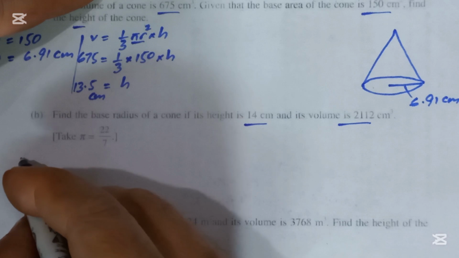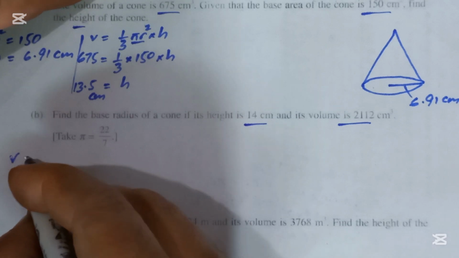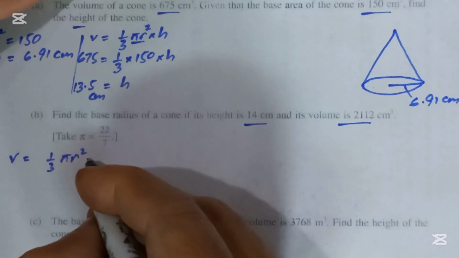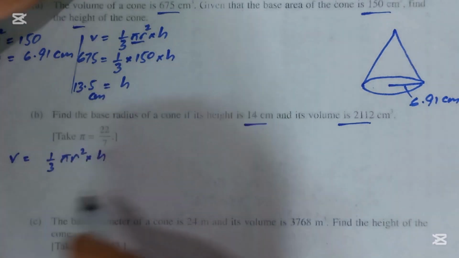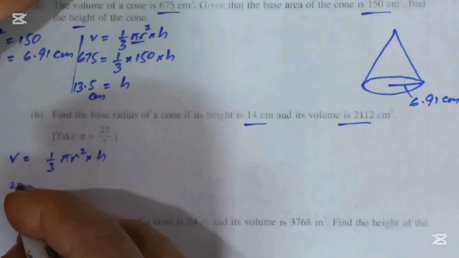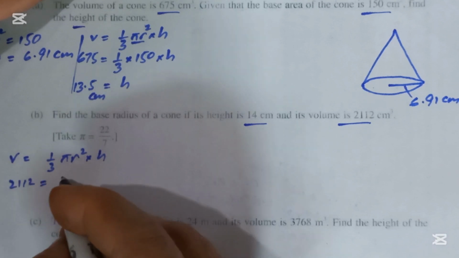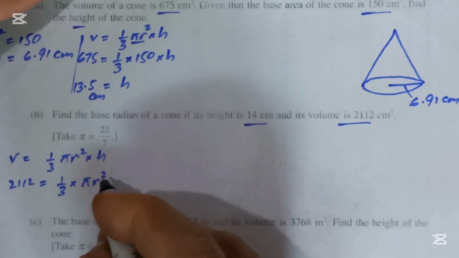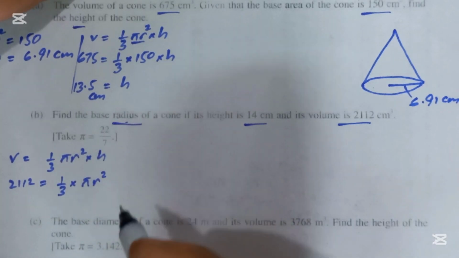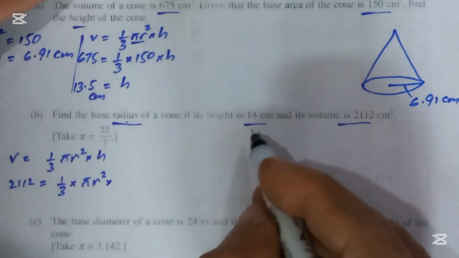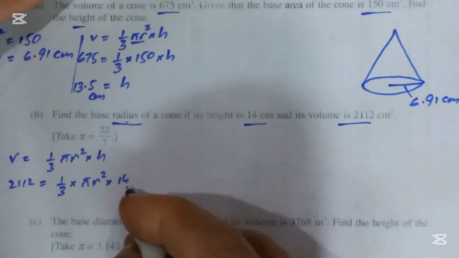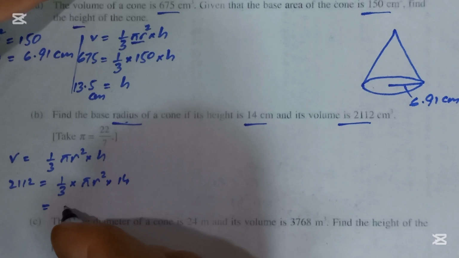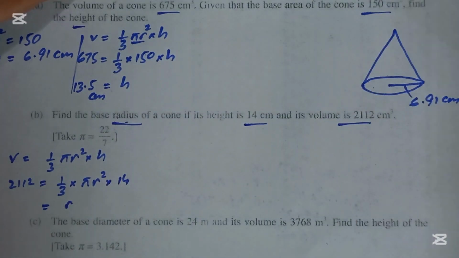So the formula for the volume of the cone is 1 by 3 pi r square into h. The volume is given, that is 2112. 1 by 3 will remain the same. Pi is there. R square is missing because this is the requirement. And the height of the cone is 14.